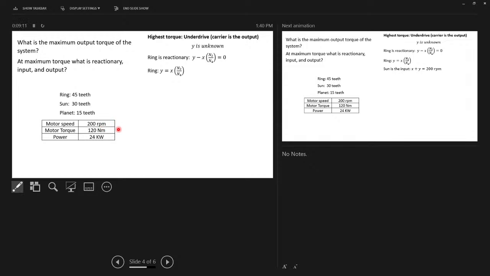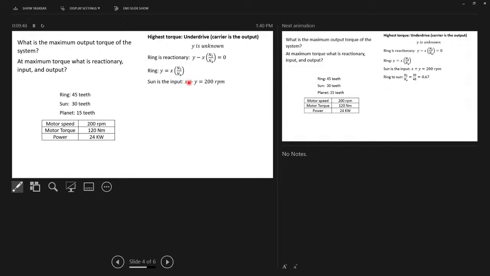The sun is actually tied to the motor, so the motor is going to be influencing directly onto the sun. And when we look at the equation for the sun, that means x plus y is equal to 200 RPM. So x plus y is 200 RPM. We still don't know what y is, but we do know that y can be put in terms of x, and that's going to be important when we start to deduce this, because really what we're doing is simultaneous equations.